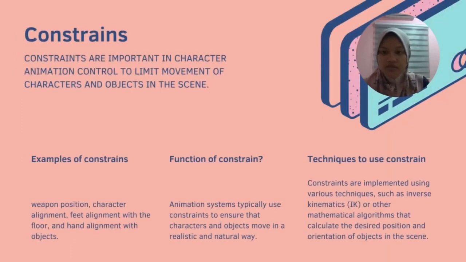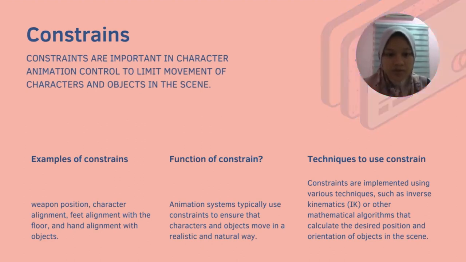And next is constraints. Constraints are important in character animation control to limit movement of characters, objects, and scenes. Examples of constraints are weapon position, character alignment, feet alignment with the floor, and hand alignment with an object. The animation system typically uses constraints to ensure the character and objects move in a realistic and natural way. The technique to use constraints is to use various methods such as inverse kinematics (IK) or other mathematical algorithms.